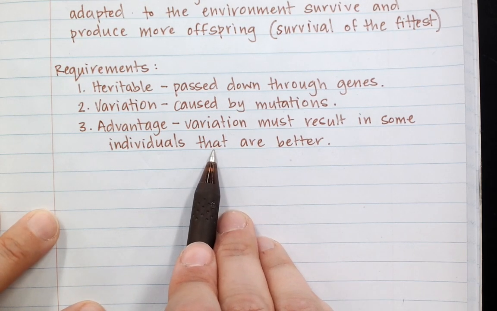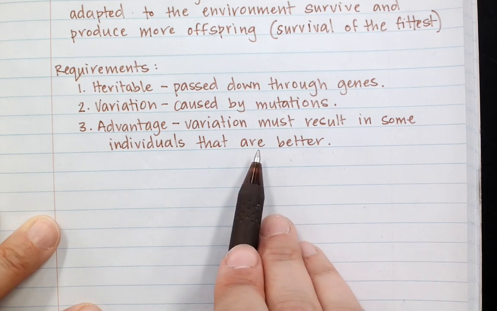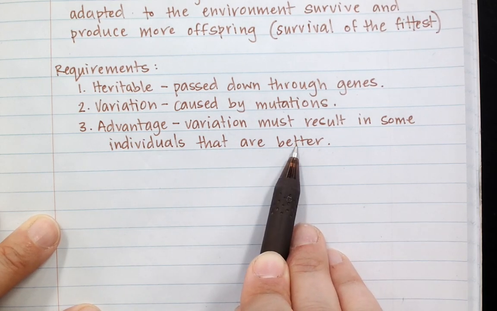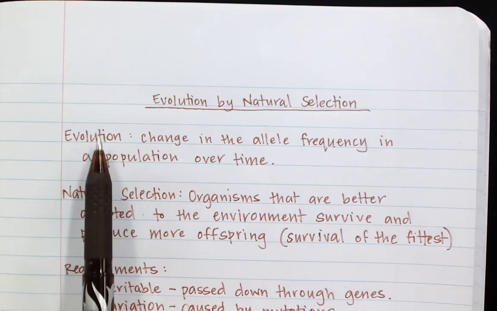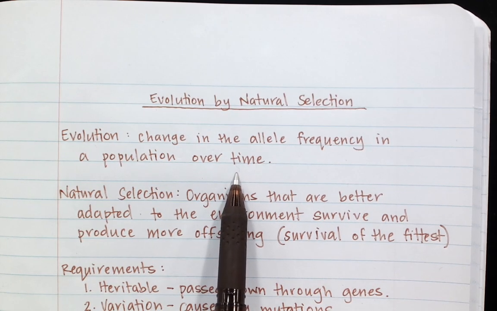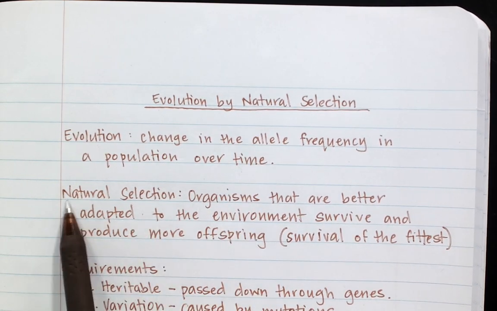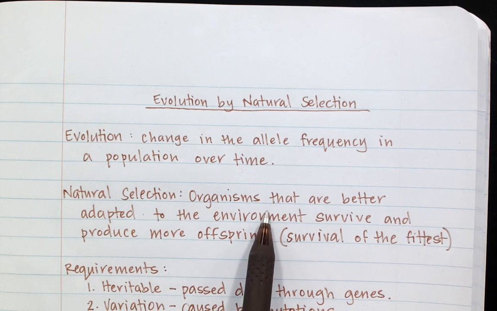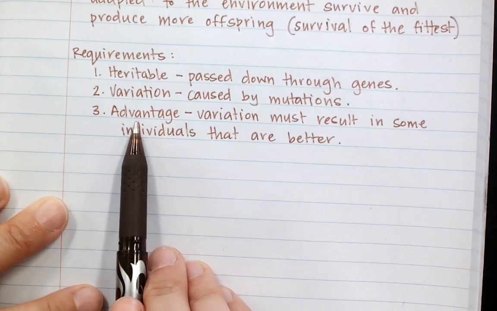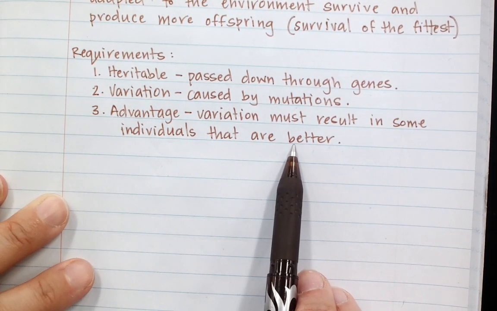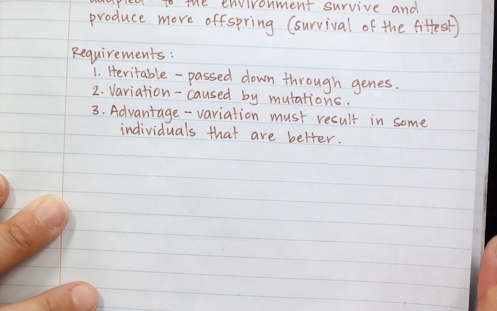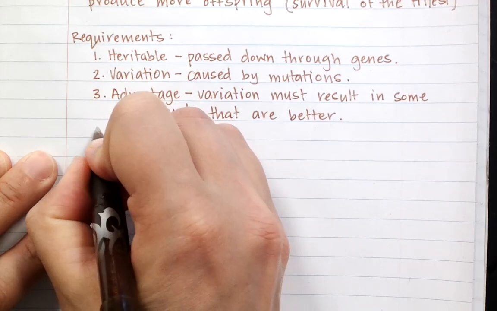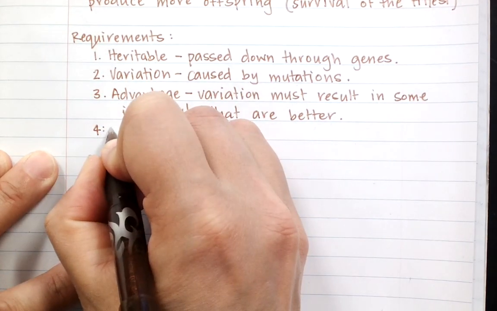So an example of this could be that we have brown-haired people and blonde-haired people. And it turns out that your hair color does not affect whether or not you're able to survive and reproduce better. So hair color, while it could evolve, we could end up with a change in our population over time, say more blonde-haired people or more brown-haired people. That evolution would not be because of natural selection. Natural selection only occurs when organisms are better adapted to survive. So the advantage has to result in some individuals being better and therefore having more offspring. And that's going to lead to my next point. So this last one is going to be reproduction.